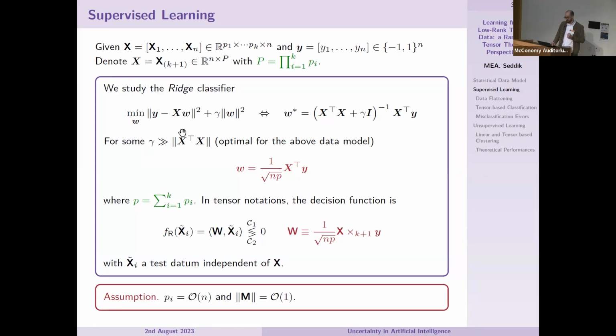So we consider a simple ridge classifier with some parameter that is very big compared to the spectral norm of this covariance matrix. And we end up with what is just a matched filter classifier. So you basically just project your data onto the vector of labels, and it gives you the weight vector, which helps you decide once you do the inner product between this weight tensor and a new data point, and you take the sign, it gives you the classifier decision function.